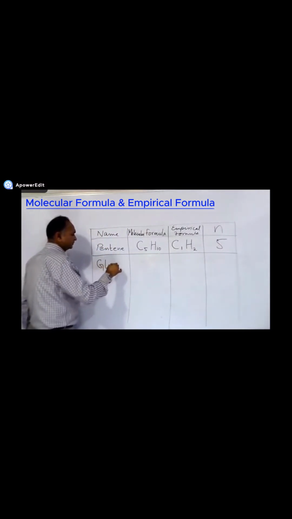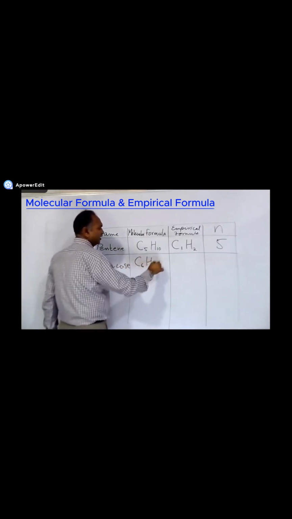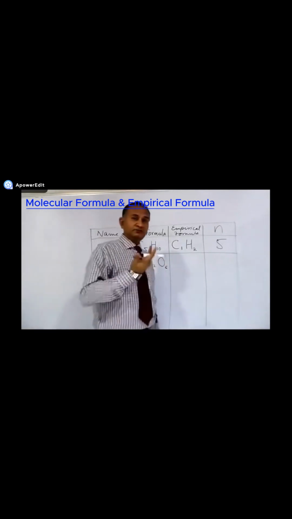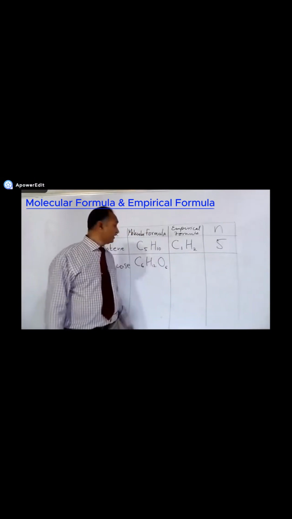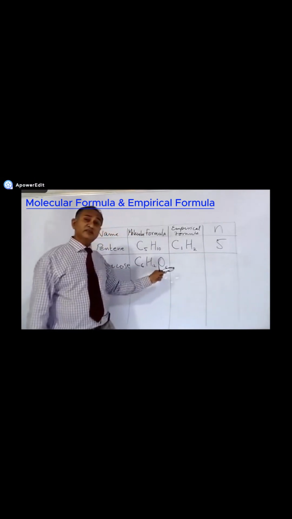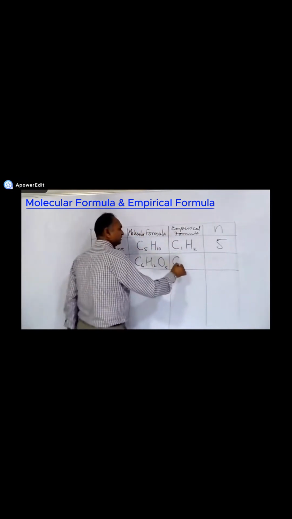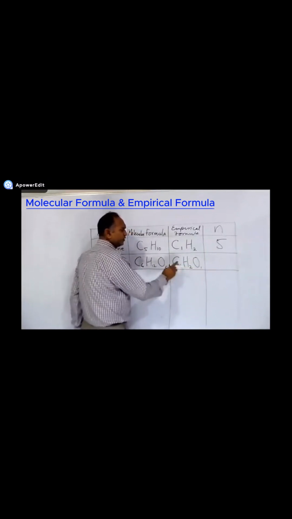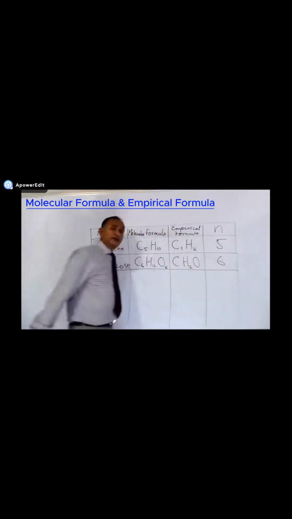Glucose: C6H12O6. Yes, smart guys. What could be done? Yes, 6 into 6, 6 into 12, 6 into 6. So what would be its simplified formula? C1H2O1. If you don't want to write 1, you can leave it. And what is the value of n over here? 6.